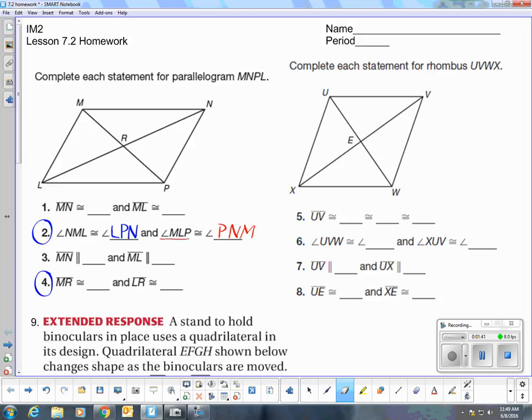Another property of parallelograms is that the diagonals bisect one another. So, diagonal MP bisects diagonal LN, and diagonal LN bisects diagonal MP, which means it cuts the diagonals into two congruent parts. So segment MR is congruent to segment RP. And segment LR is congruent to segment RN.